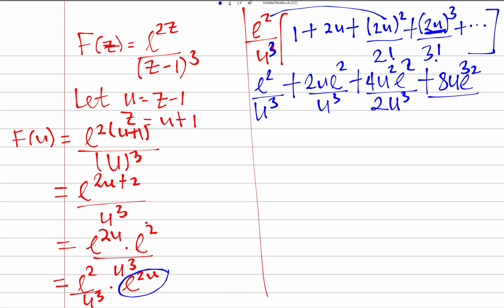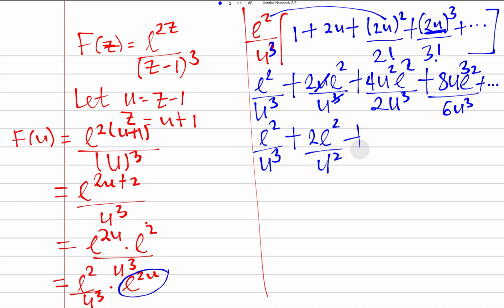3 times 2, that's 6. 6 times this will give us 6u raised to power 3, plus dot dot dot. So now let's cancel out some things. You can cancel out u here, it will remain power 2. So we have e raised to power 2 over u raised to power 3, plus 2e raised to power 2 over u raised to power 2.